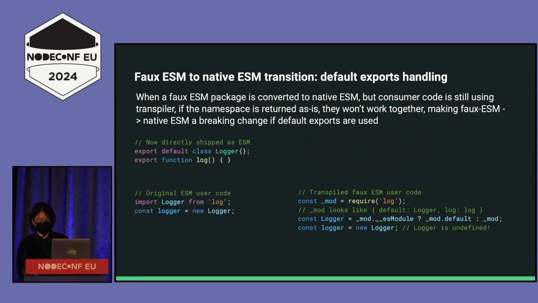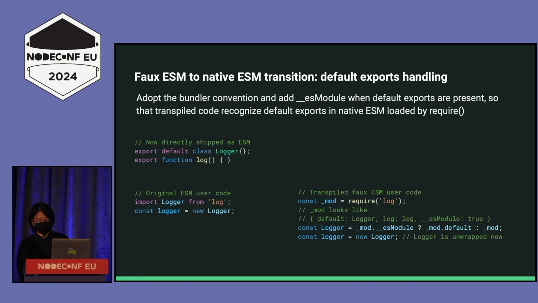Now, suppose a package was previously shipped as transpiled ESM, and now it wants to ship itself as native ESM and get rid of the build step, but the consumer code may be maintained by somebody else, and that could still be transpiled ESM. And if we return the module namespace as is, this would not work together. So the solution is basically to follow what bundlers do, add an __esModule marker when there are default exports so that the consumer code and the module code can still be migrated independently.